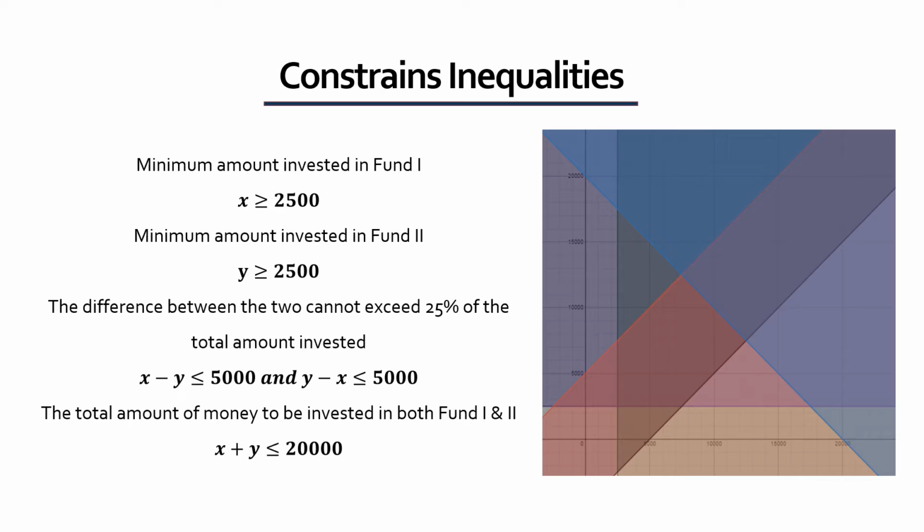So for our constraints, we have the same minimum amount invested for each fund, and X and Y being the amount invested for each fund. So Fund 1 is greater than or equal to 2,500, and the same goes for Fund 2. And then the difference between the two cannot exceed 25% of the total amount invested. So X minus Y is less than or equal to 5,000, and Y minus X is less than or equal to 5,000. And then the total amount of money that needs to be invested in both, X plus Y, is less than or equal to 20,000.